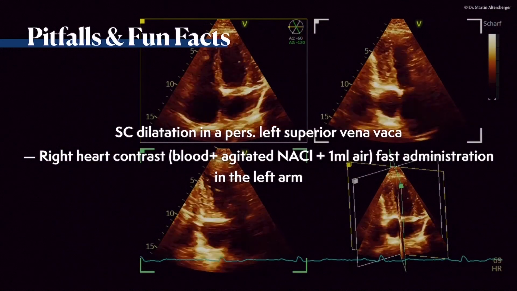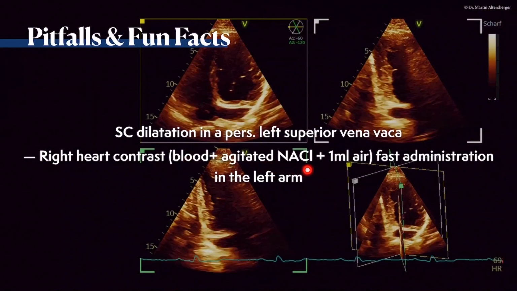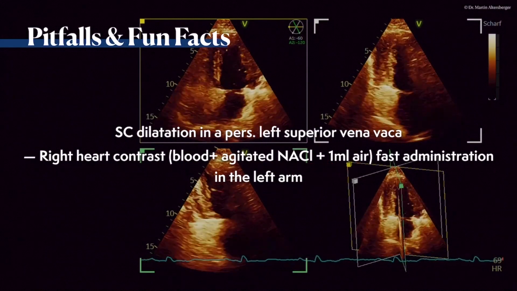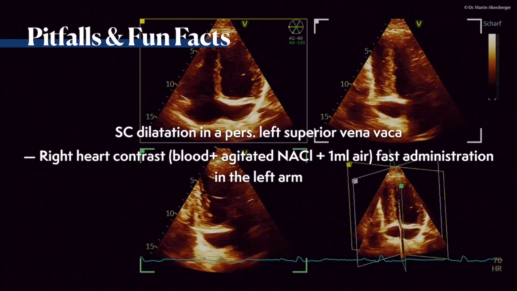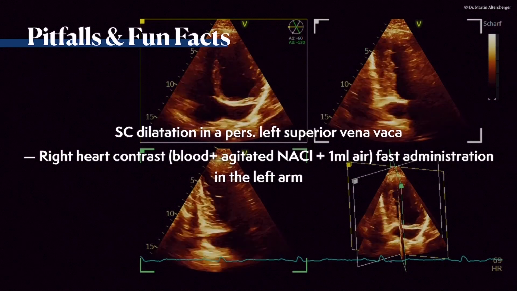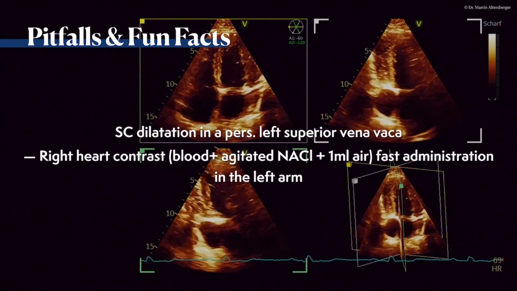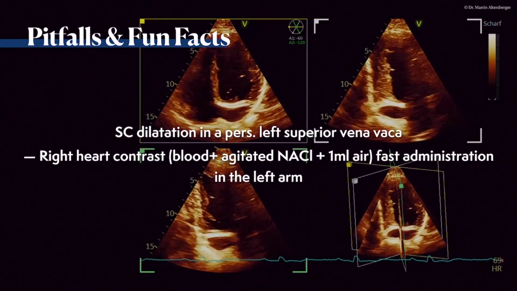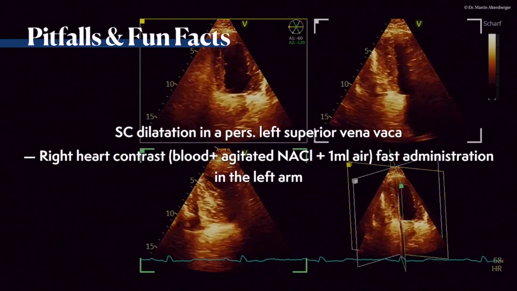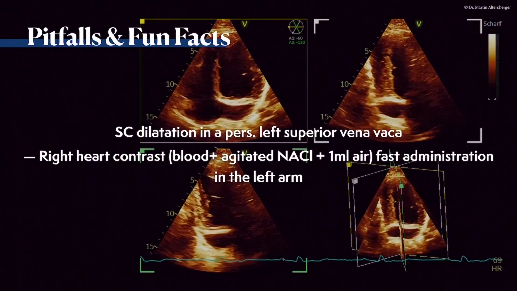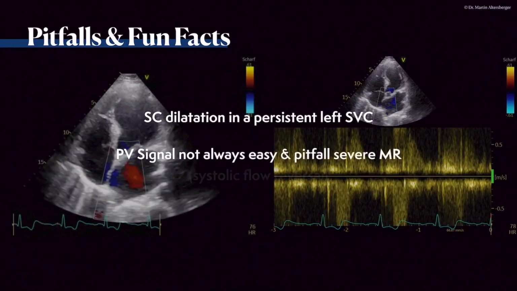So you need right heart contrast, blood, agitated saline, and a little bit of air, and a fast administration in the left arm. This is a multiplane view once more for you to see the severely dilated coronary sinus and this nicely administered right heart contrast.